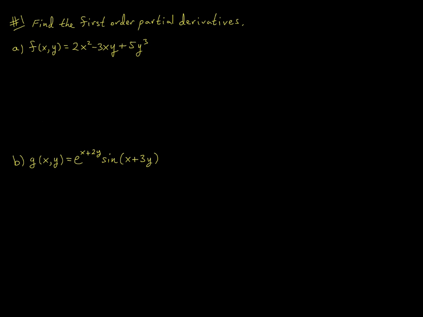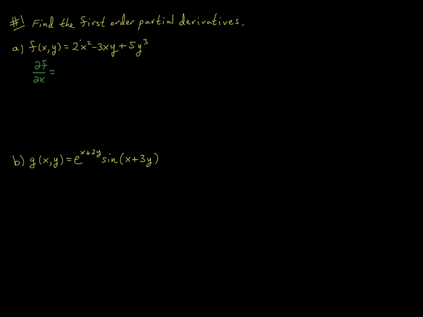So looking at problem number 1 on the worksheet, it says to find the first order partial derivatives. In the next couple of videos we'll look at second derivatives, but these are just first derivatives. Let's say for part A, I want to find the x derivative. Well, what I said in the last slide is that I'm just going to treat y as a constant and just differentiate in the usual way with respect to x.